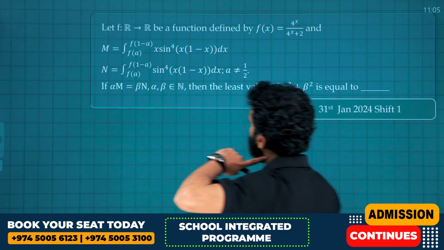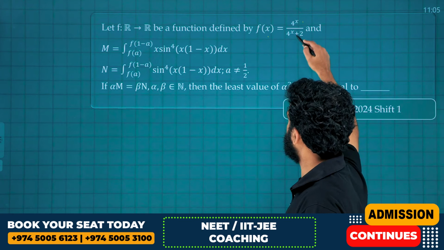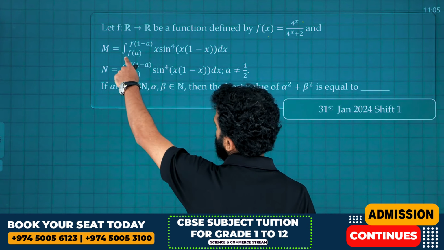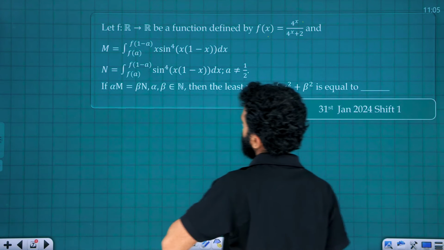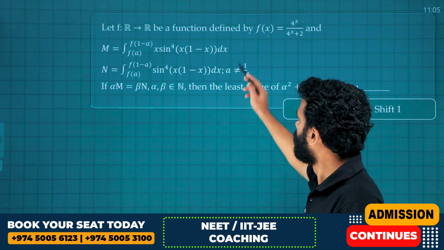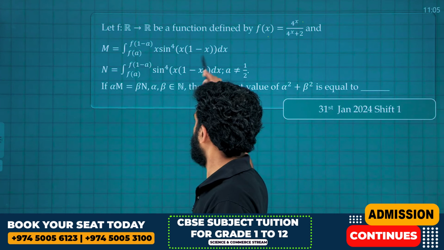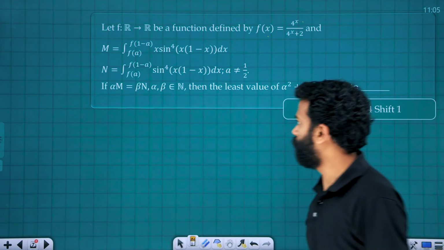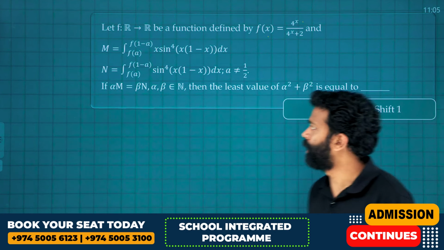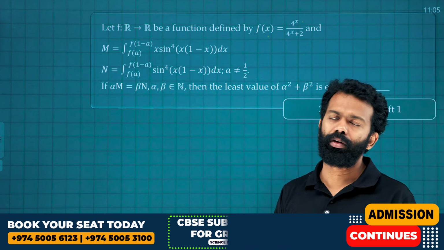Let f defined from real numbers to real numbers be a function defined by f of x is equal to 4 raised to x divided by 4 raised to x plus 2. And m is given by the integral from f of a to f of 1 minus a of x into sin raised to 4 of x into (1 minus x) dx. And n is given as the same upper limit and lower limit, sin raised to 4 of x into (1 minus x) dx, a not equal to 1 by 2. Okay. And it is given that alpha m is equal to beta n, and the least value of alpha square plus beta square is equal to.